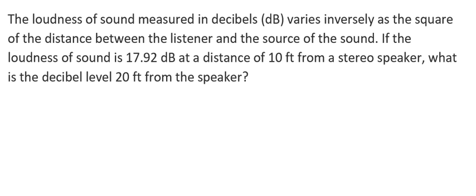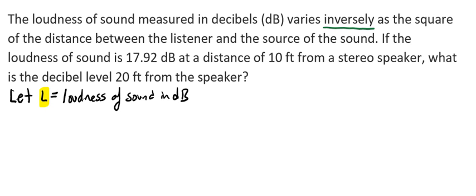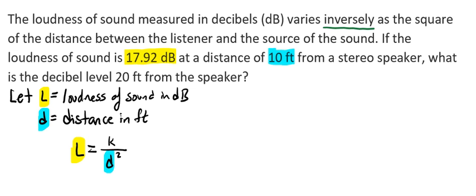So we're going to define a few things. First of all, we're varying inversely, so we're going to be using some division. We're going to let L equal the loudness of sound in decibels, and we're going to let D equal the distance in feet. To write our model, L is our 17.92, and our 10 is our distance that we're going to use. So we have L equals K, our constant of variation, divided by our distance squared, right? So varying inversely with our distance squared.